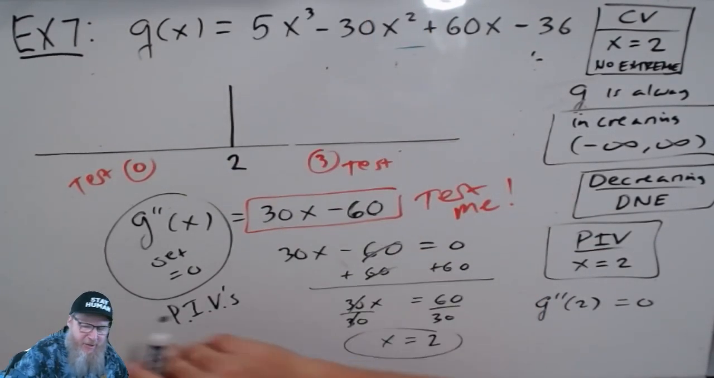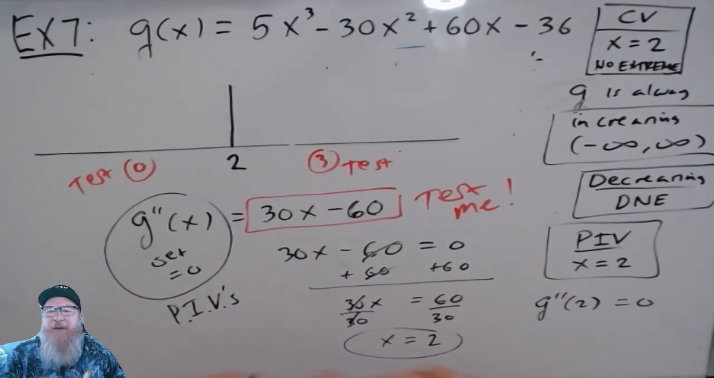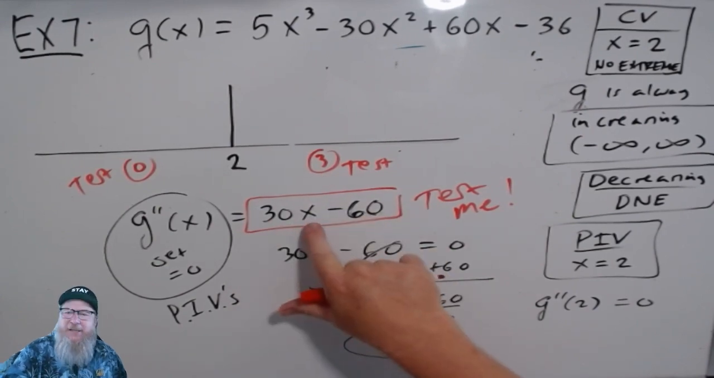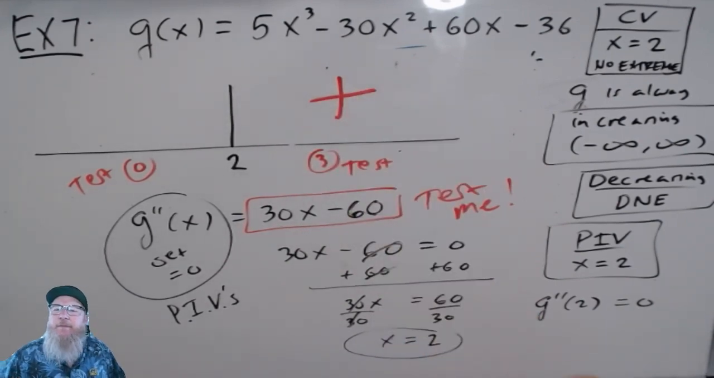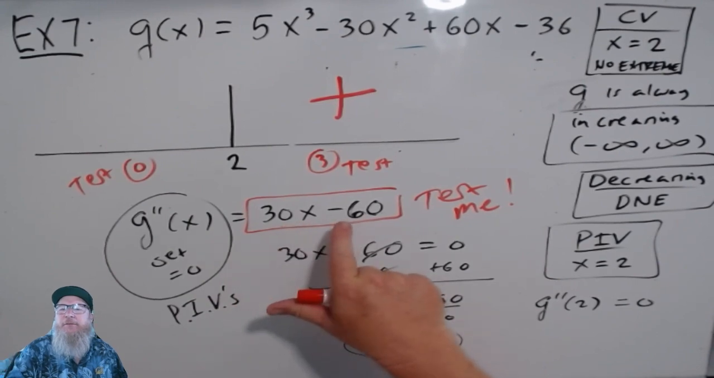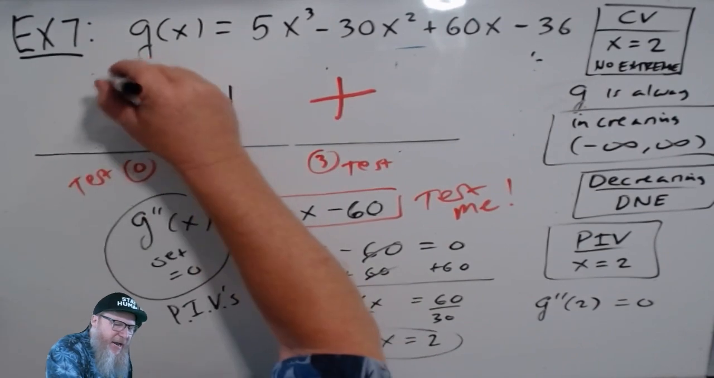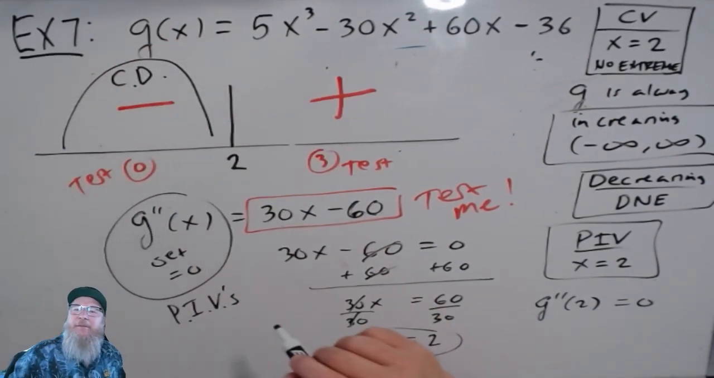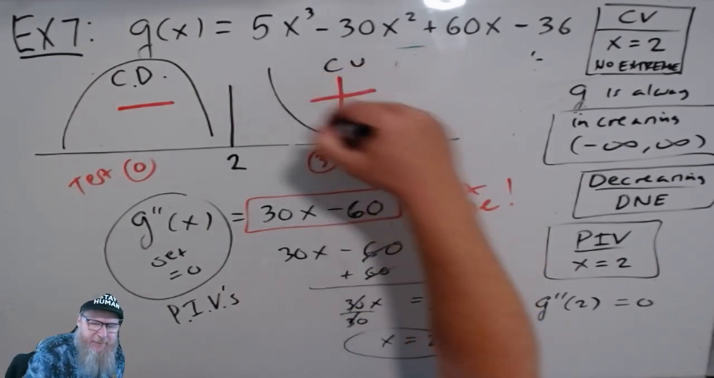All right, so go ahead, plug in 3. Remember, you don't really care about the value of the result, just whether it's positive or negative. So 3 times 30 is 90. 90 minus 60 is positive. 0 times 30 is 0. 0 minus 60 is negative. So this means it's concave down, it's shaped like this. And it's concave up, shaped like this.